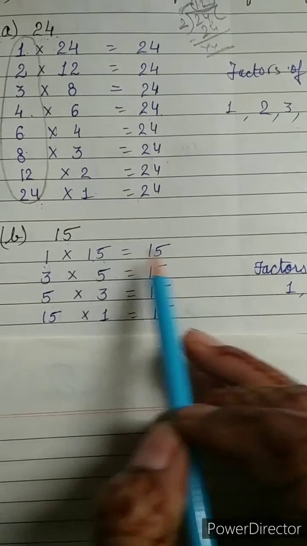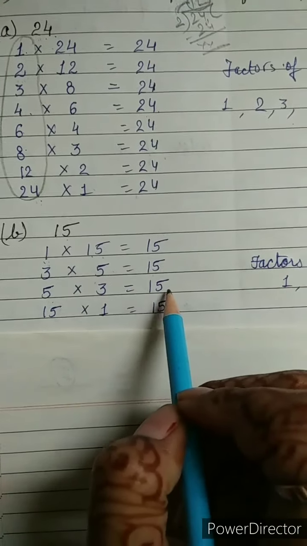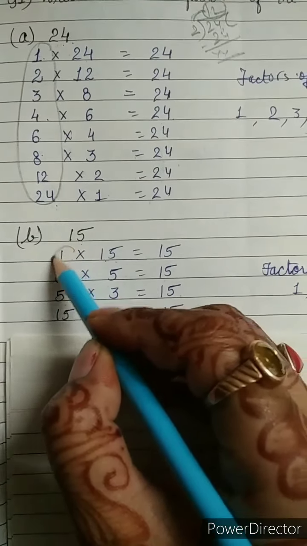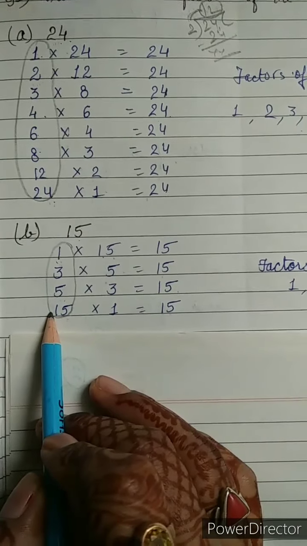1 15 times will give us 15. 3 5s are 15. 5 3s are 15 and 15 1 is 15. So in these 4 tables we have 15. So they are the factors of 15.